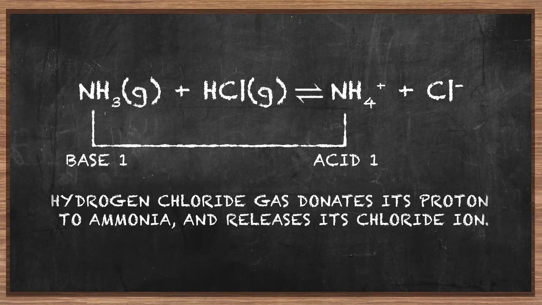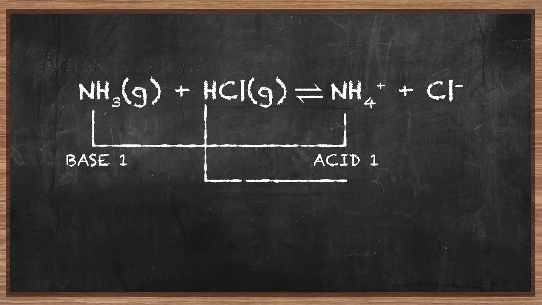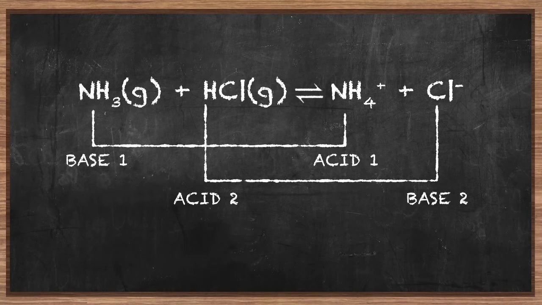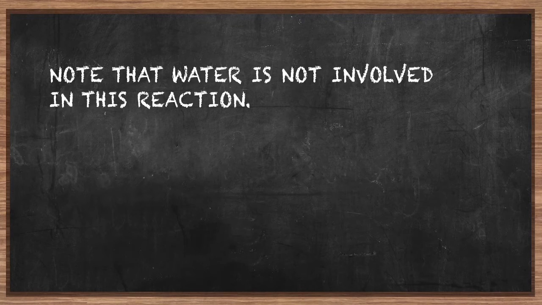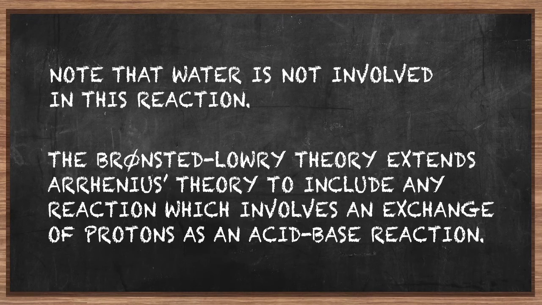Hydrogen chloride gas donates its proton to ammonia and releases its chloride ion. Hydrogen chloride gas is acid 2 and the chloride ion is its conjugate base, base 2. Note that water is not involved in this reaction. The Bronsted-Lowry theory extends Arrhenius's theory to include any reaction which involves an exchange of protons as an acid-base reaction.